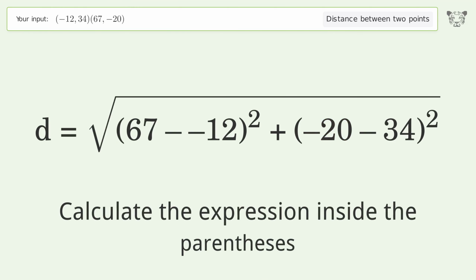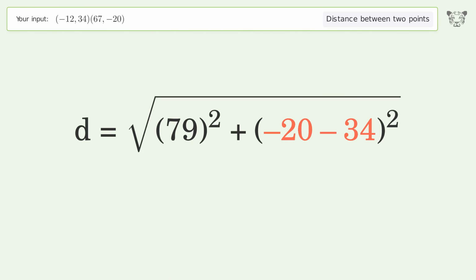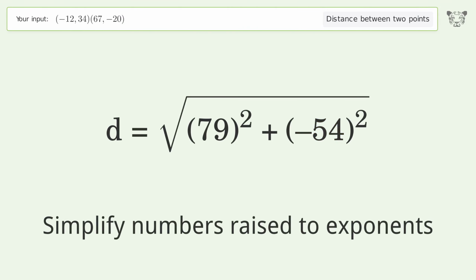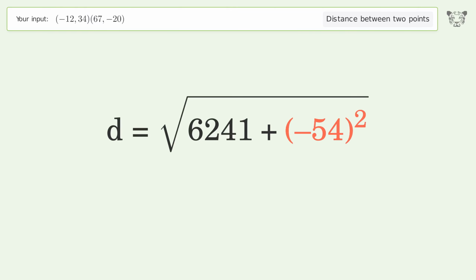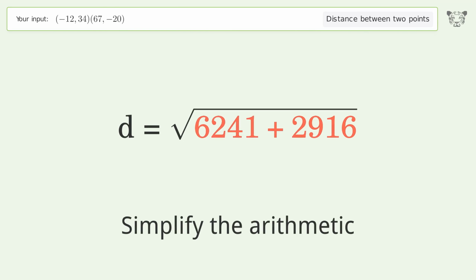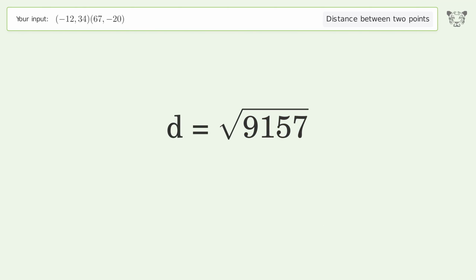Calculate the expression inside the parentheses. Simplify numbers raised to exponents. Simplify the arithmetic. And so the distance between the 2 points is the square root of 9,157 or 95.692.